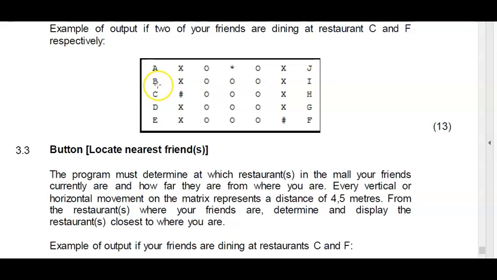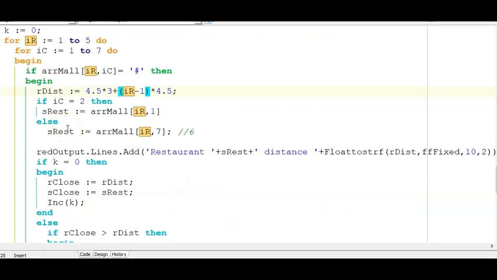So if I have to still move down 1, that's row 2. I'm there and I just have to move 1 down. So the row minus 1 will just give me the 1 of 4.5. You'll see you have to display the name of the restaurant. So I have just said here, store it as our rest. Take it from the array mall, either in row 1 or row 7.